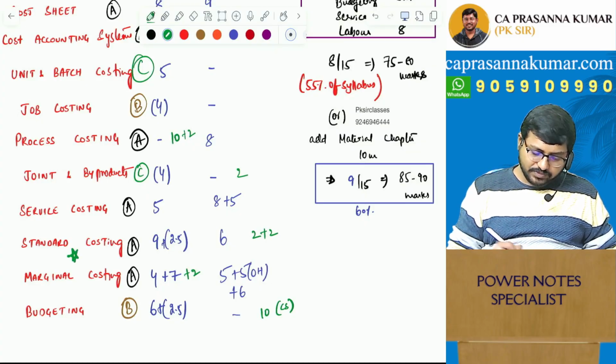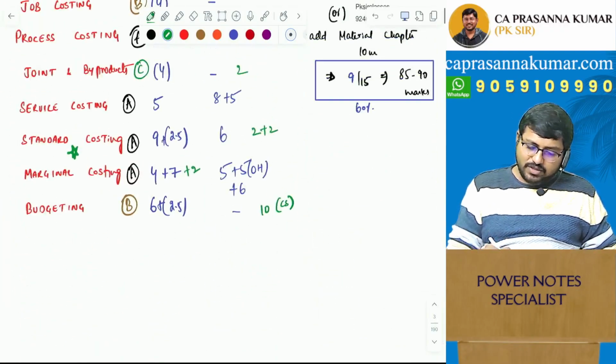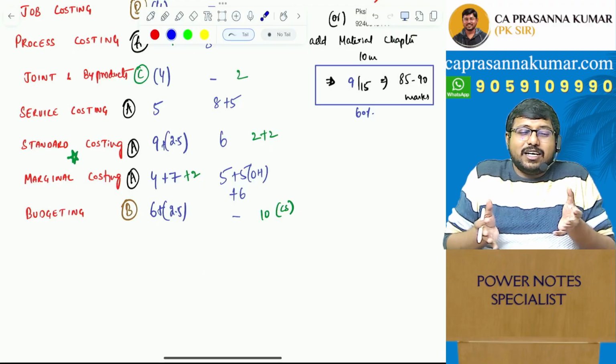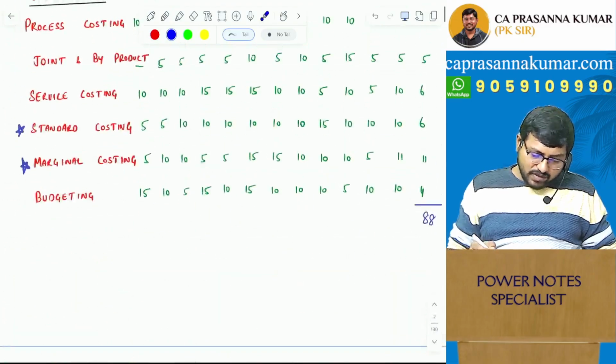Cost sheet. Cost sheet is most important from a risk-reward perspective. Next it would be standard costing. Okay, the efforts that you put in, yes, initially it will be a little bit pinching, but that's good. Next, marginal costing, another favorite chapter of mine.